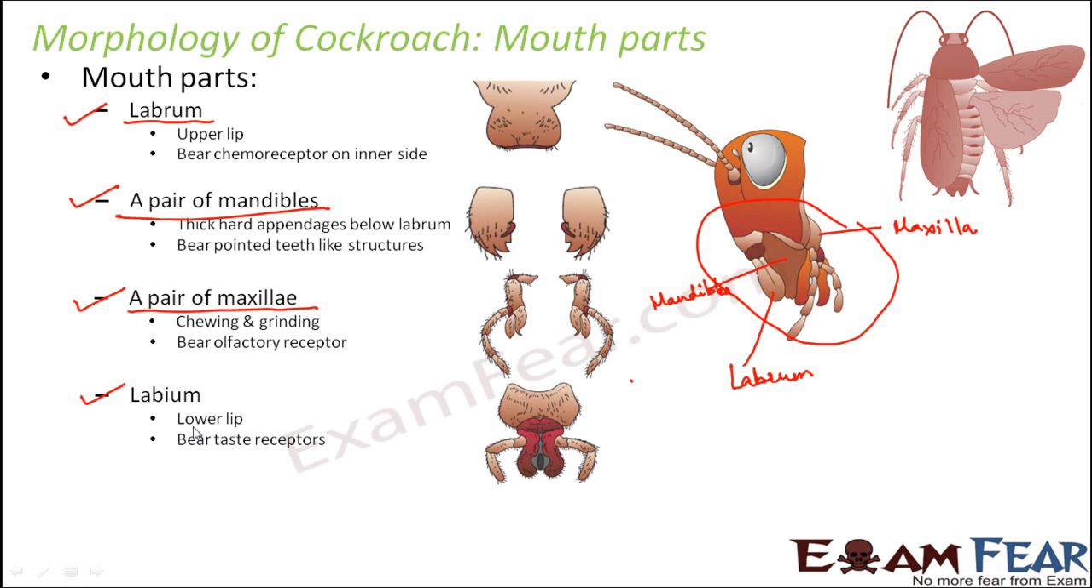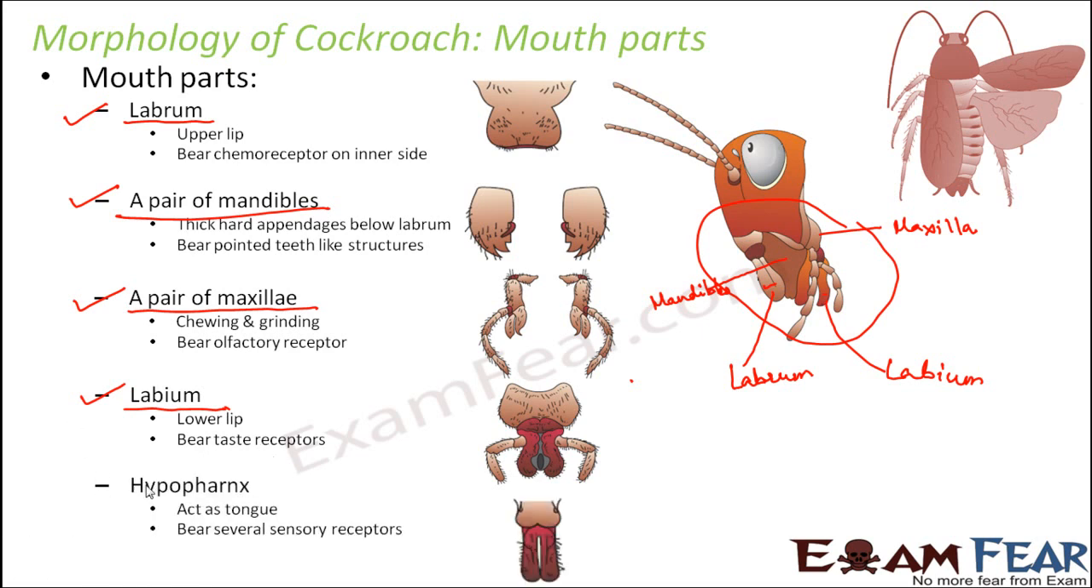And the fourth one is labium. Labium is nothing but the lower lip. So labrum is upper lip and labium is lower lip. So this is how the lower lip will be. So where is it? This is labium. So basically you can see this and this, they both enclose the mandible and maxilla in between. So that is how it is. So labium is the lower lip and it bears the taste receptors. So they can detect taste.